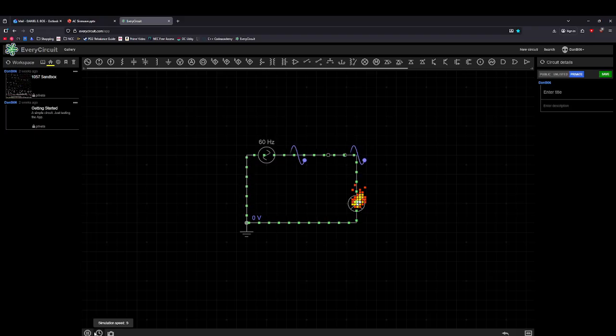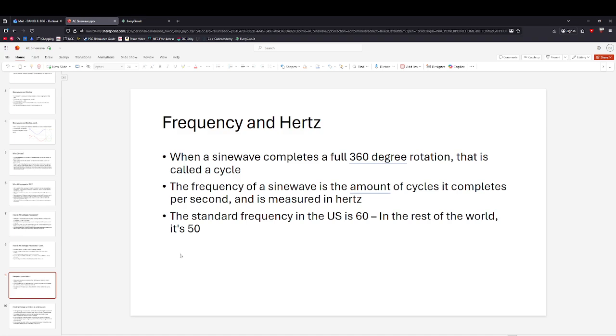So unfortunately that's the downfall of this software, that I can't get the full per second. But simulating it in this way allows me to more readily explain how the sine wave works without needing to completely pull things apart, I guess. Don't really know how to phrase that best, but I think you get the point that I'm making. So, like I said, the standard frequency in the United States is 60, and the rest of the world it's 50. Why we do this, I don't know. Yeah, that's about it for that.